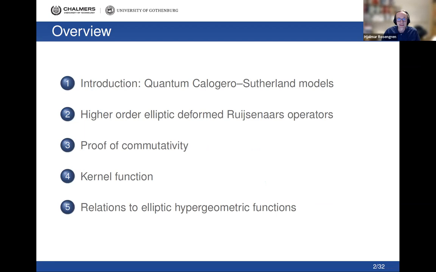So the long title is Higher Order Elliptic Deformed Rosengren Operators. I will talk about some things we did with these operators, especially the proof of the commutativity and something called kernel functions. And then I want to stress the relations to elliptic hypergeometric functions, because that's maybe interesting to some of you.